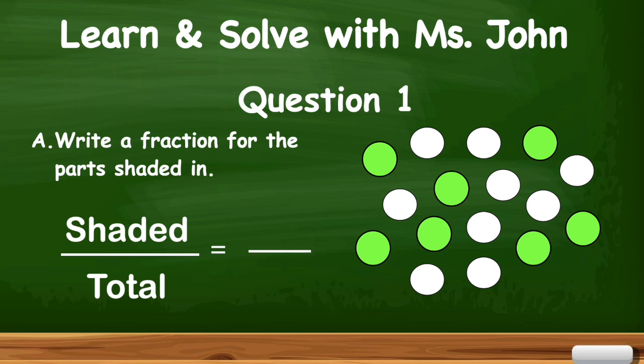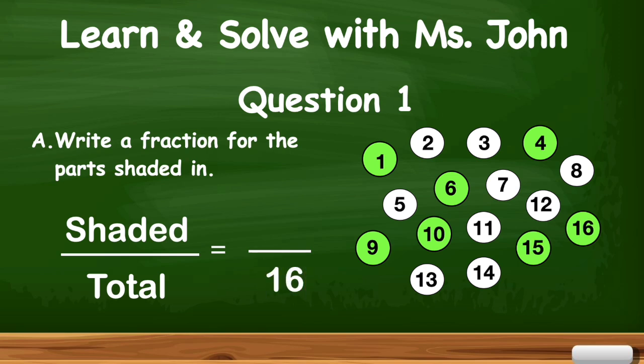So let's find the total number of dots. 1, 2, 3, 4, 5, 6, 7, 8, 9, 10, 11, 12, 13, 14, 15, 16. There are 16 total dots.